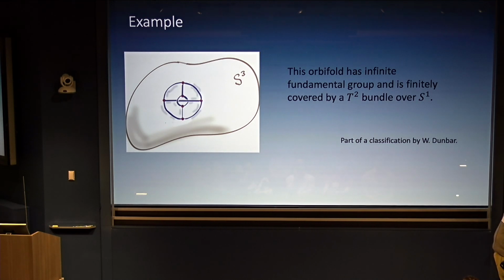This one has infinite fundamental group. It's covered by some torus bundle over S1. I put that on a slide because there's a paper by Dunbar which classifies all such orbifolds whose geometry is not hyperbolic, essentially irreducible examples, anyway.